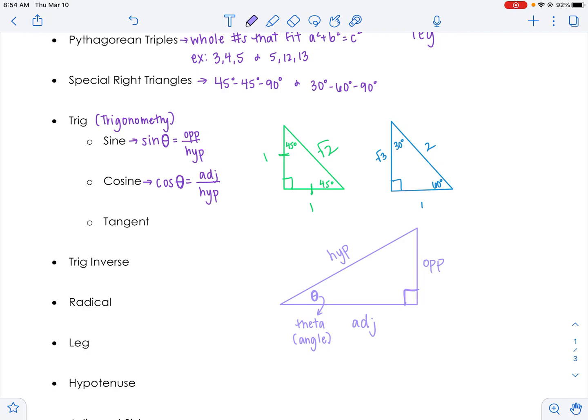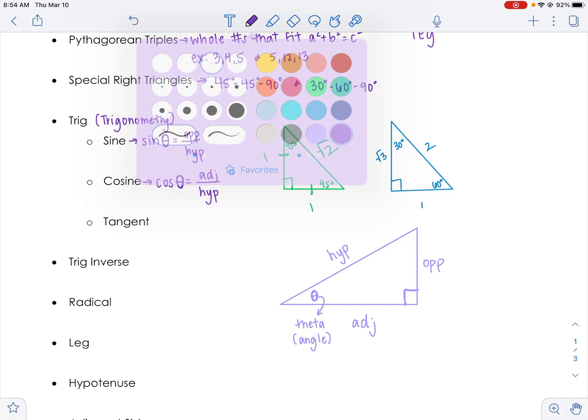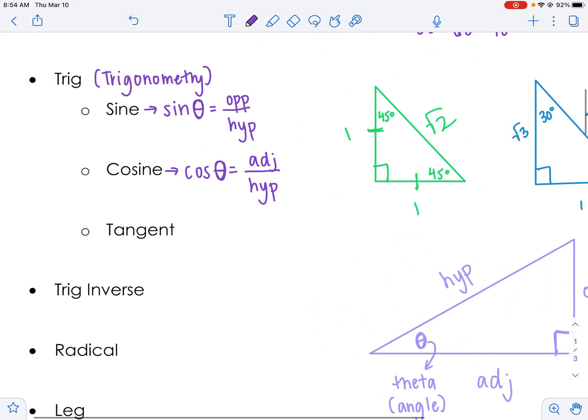Which brings us to our last trig formula, which is if I only have the legs. So my last trig formula is tangent, which I'm just going to call tan for short. So tan of theta is opposite over adjacent.